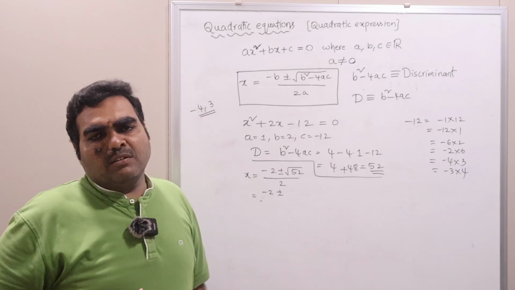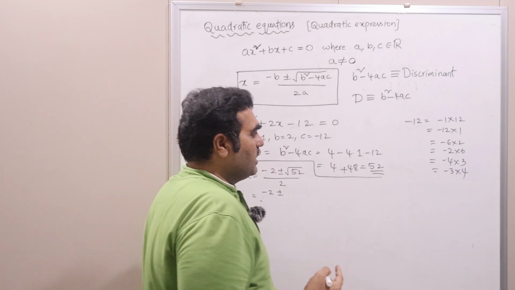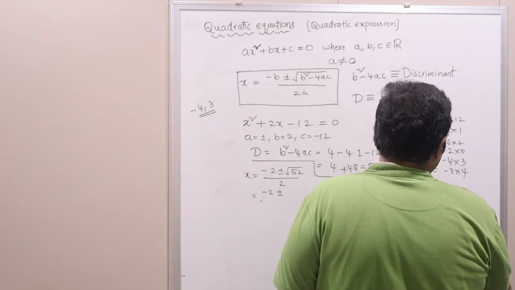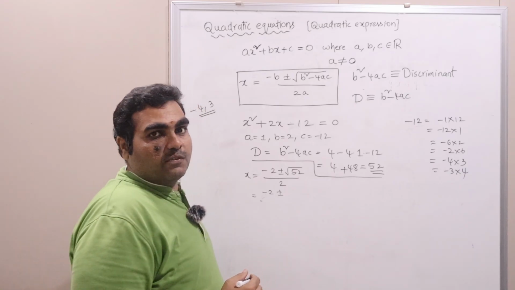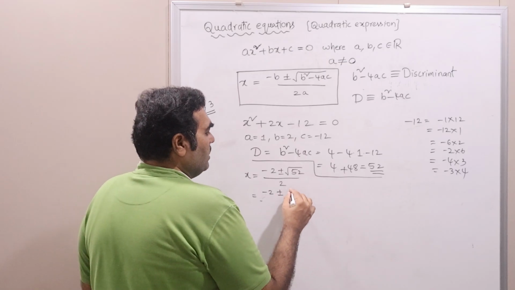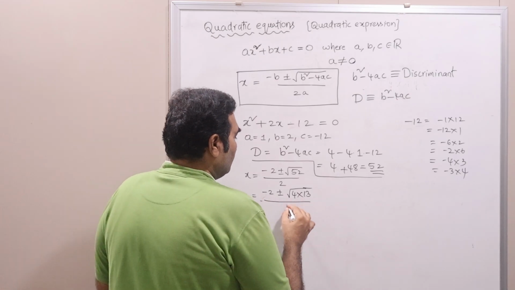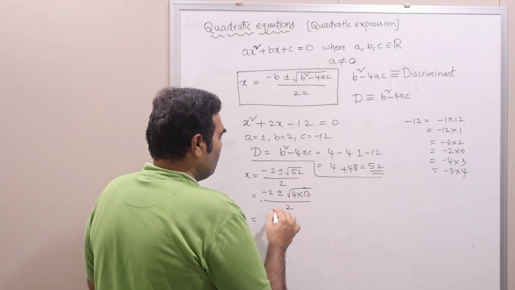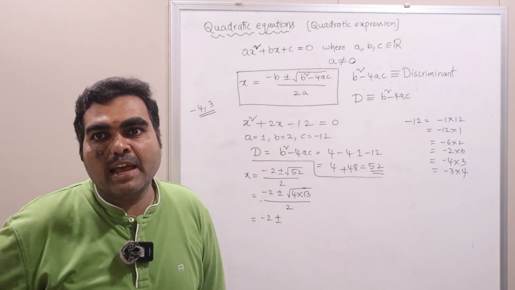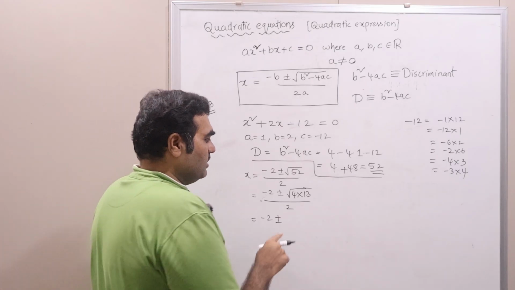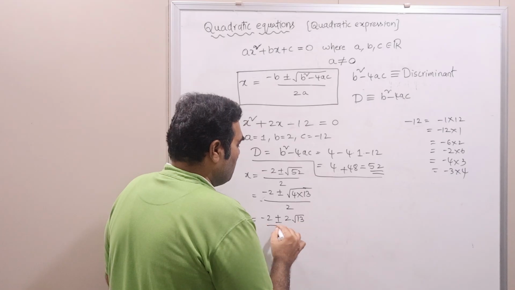So for 52 we have multiple combinations. What are the factors? I can write 52 as 4 into 13. So 13 4s are 52, right? So I can write 4 into 13. Probably you might have understood why I am preferring 4 into 13. Yes, you are right. I am searching for some factorization where I have a perfect square in the factors, right? So 4 is a perfect square, so I can write it as 2 root 13 by 2.